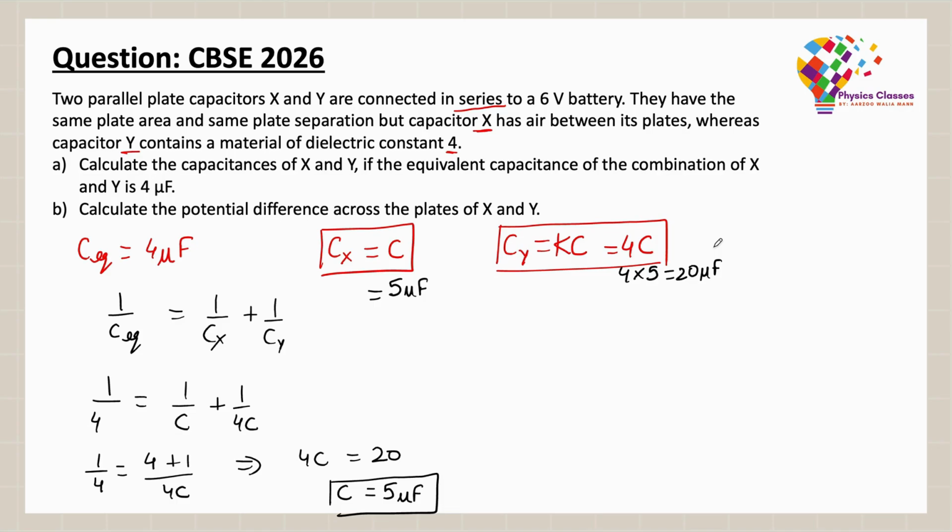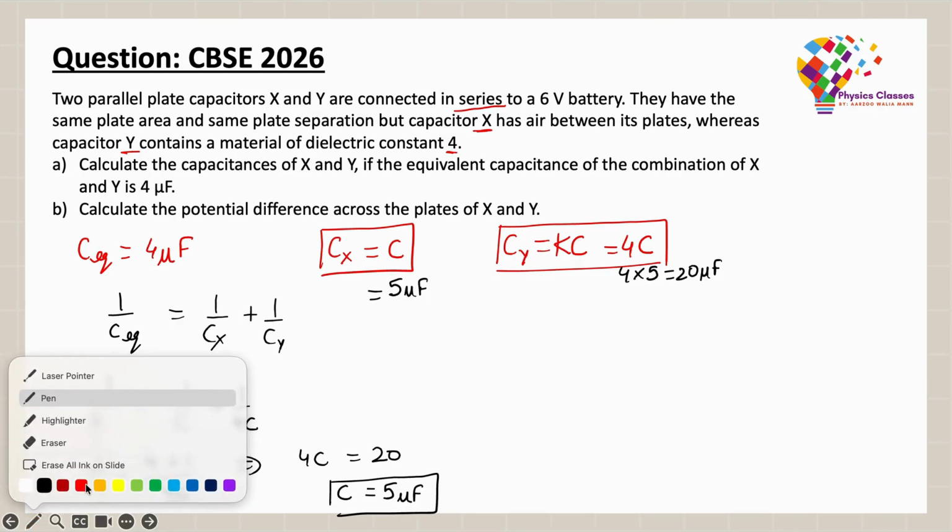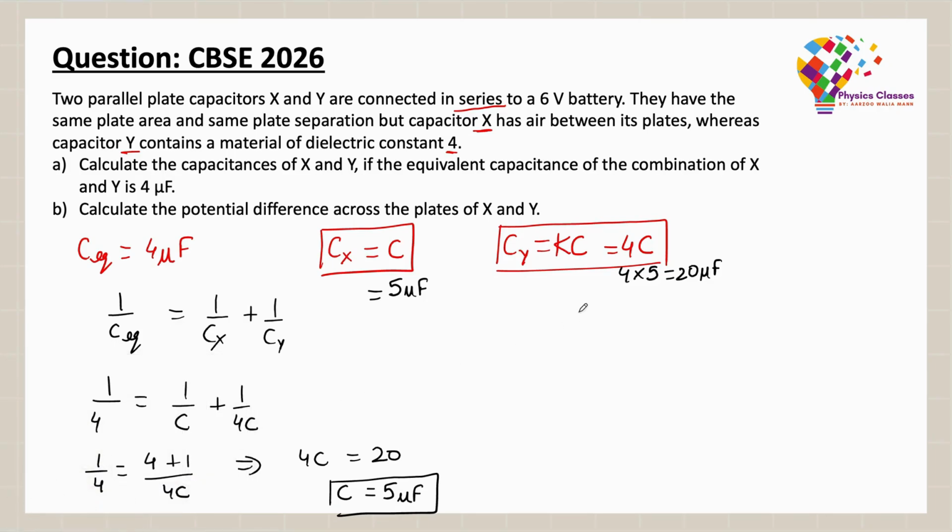So I have gotten the values of Cx and Cy. Now I want to figure out the potential difference between the two plates for the two capacitors, that is X and Y both. If you want to find out the potential difference across X, I will first have to find out my charge, right? So I have to do Q by Cx. To find out the charge, I can simply take the total charge for the whole circuit.